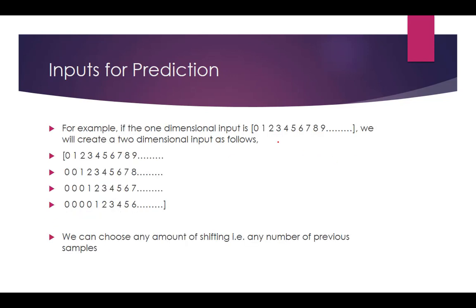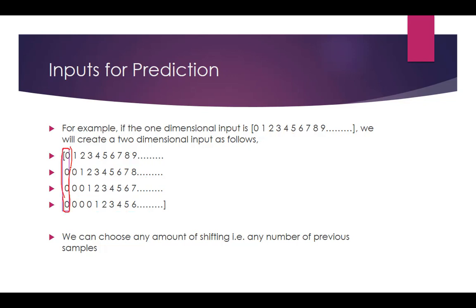For example, if you have an input vector like this: 0, 1, 2, 3, 4, 5, 6, 7, 8, 9, we will create a shifted matrix like this. The first row will be the same as the input vector. The second row will be shifted by one sample. The third row will be shifted by 2 samples. The fourth by 3 samples, and so on.